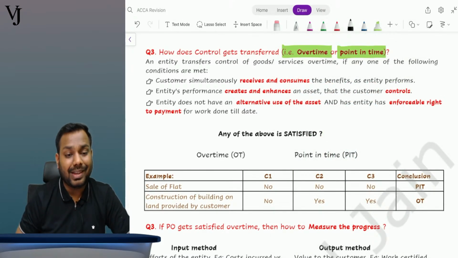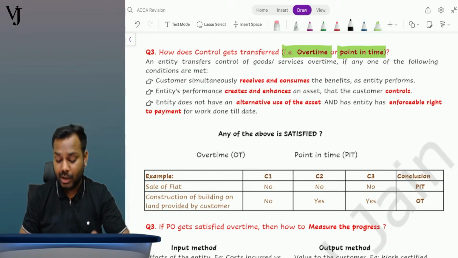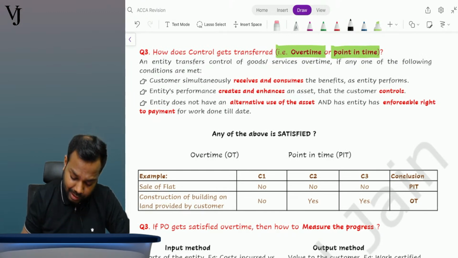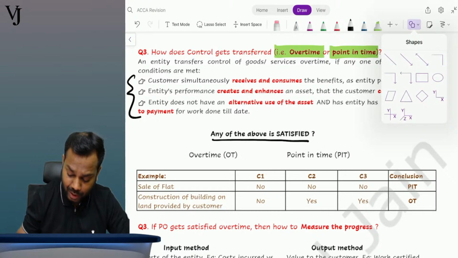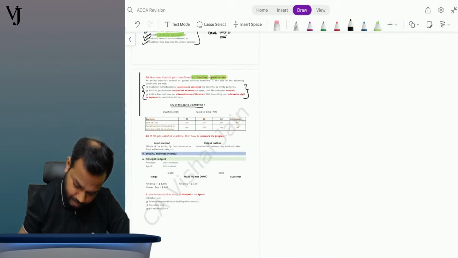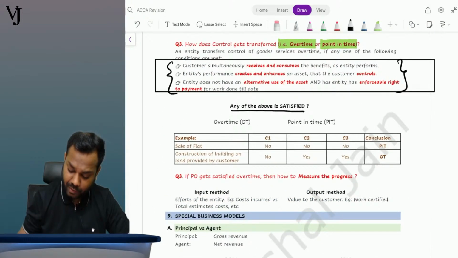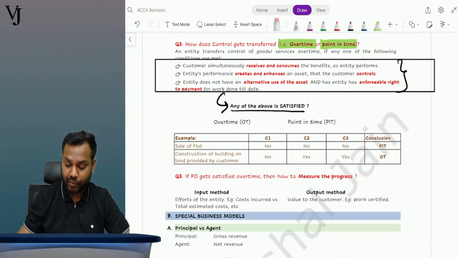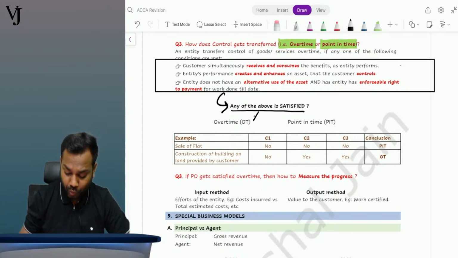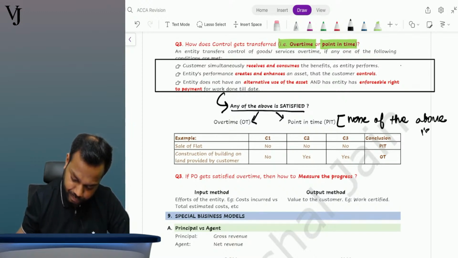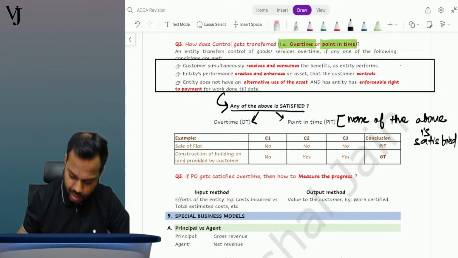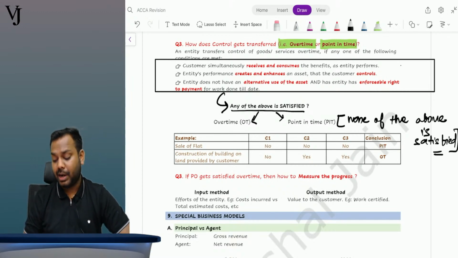Now how will we assess whether the control gets transferred at a point in time or over a period of time? The standard says that an entity transfers control over time if any one of the 3 conditions given is satisfied. If any one of these three is satisfied, then it is over a period of time. Otherwise, it is a point in time, meaning none of the above is satisfied.